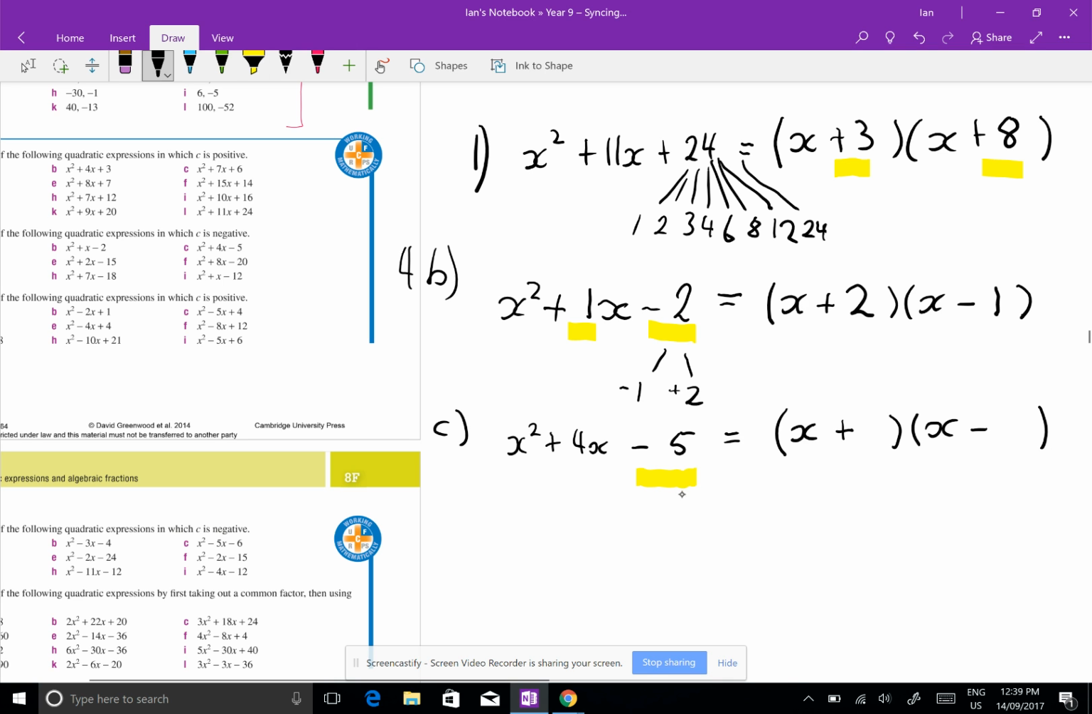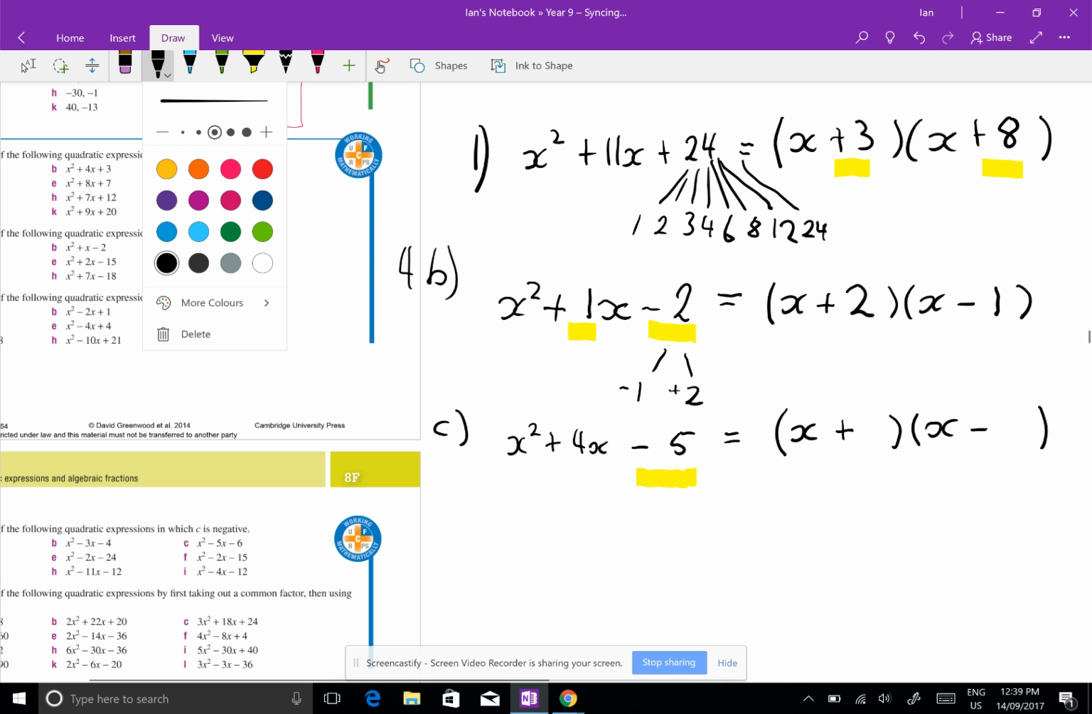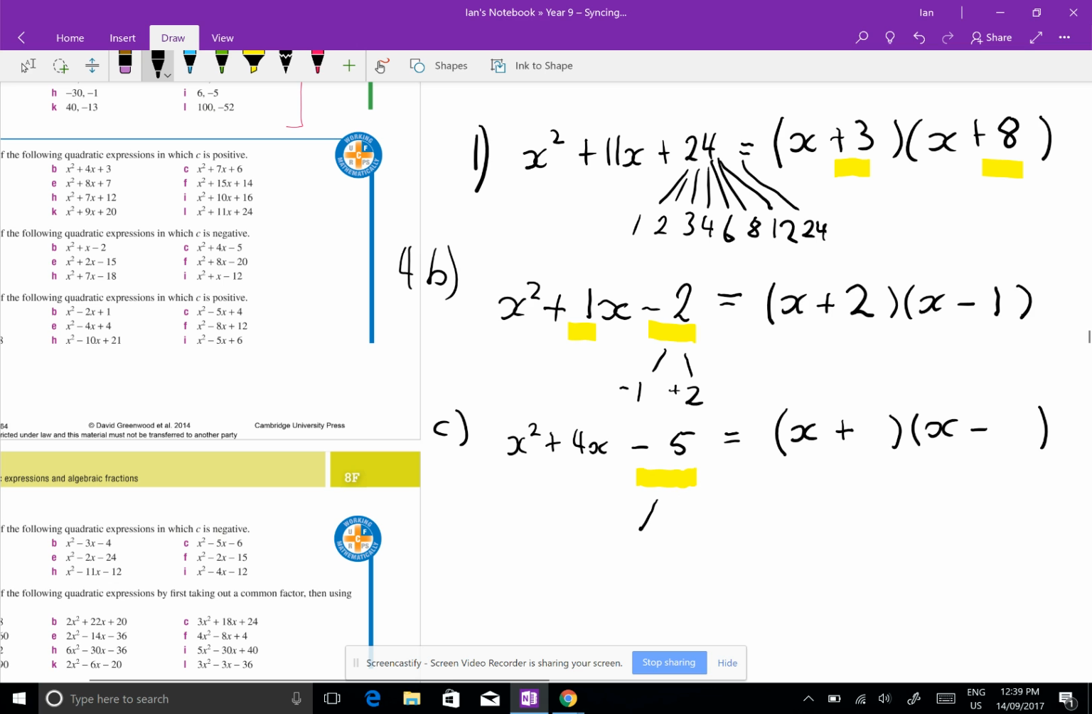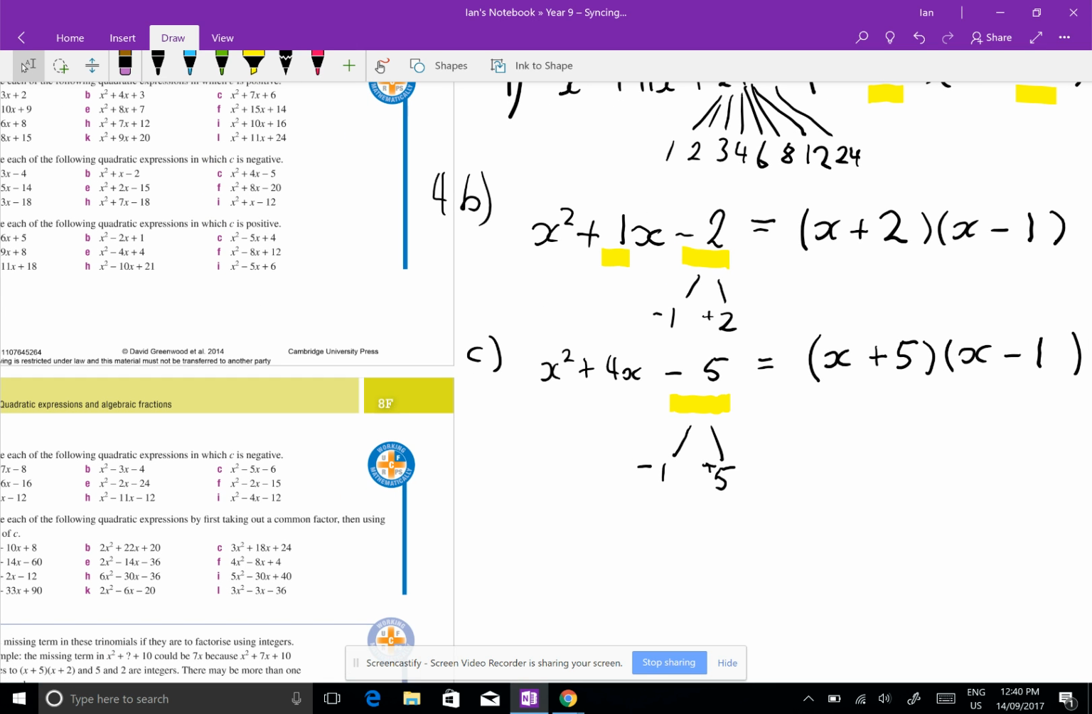Well, I'm lucky again because there's only 2 factors of 5. They're 1 and 5. And I've got to get it to add up to plus 4. So the bigger number has to be positive. So minus 1 plus 5. So I'll put the 5 in and the minus 1. Now this is all pretty easy, you should be thinking. It does get a little bit more complicated.